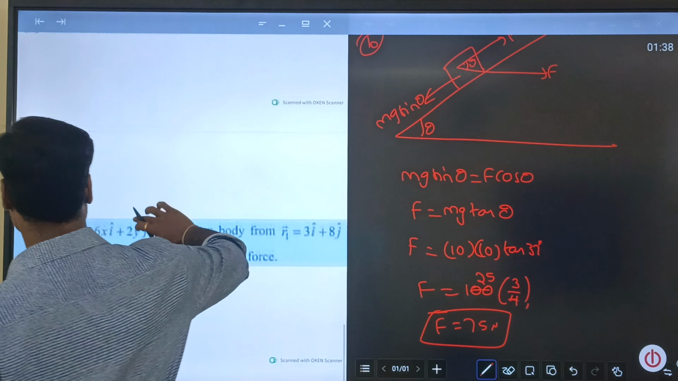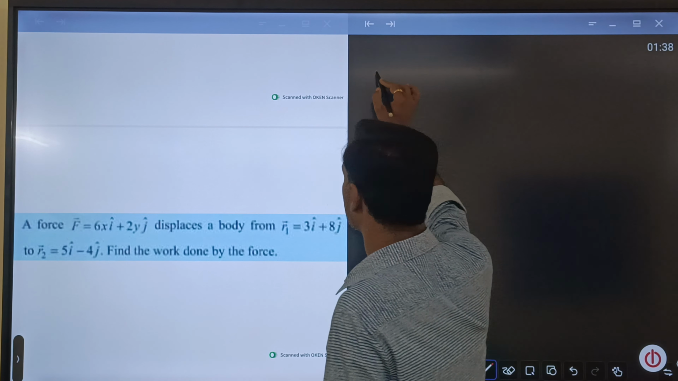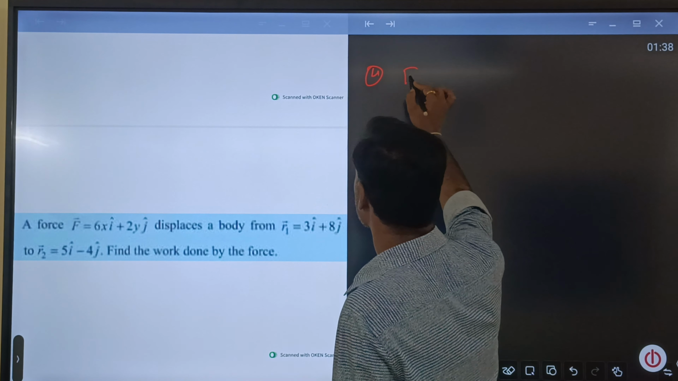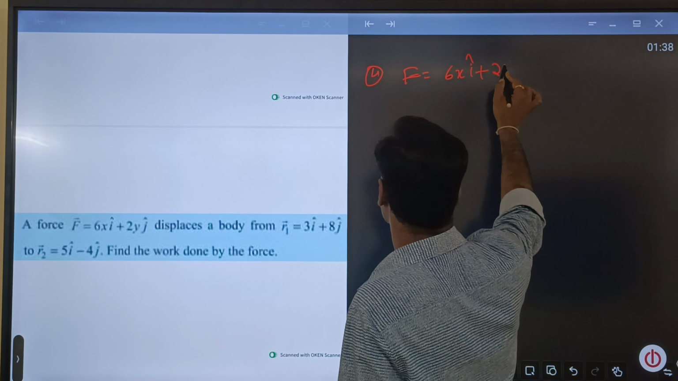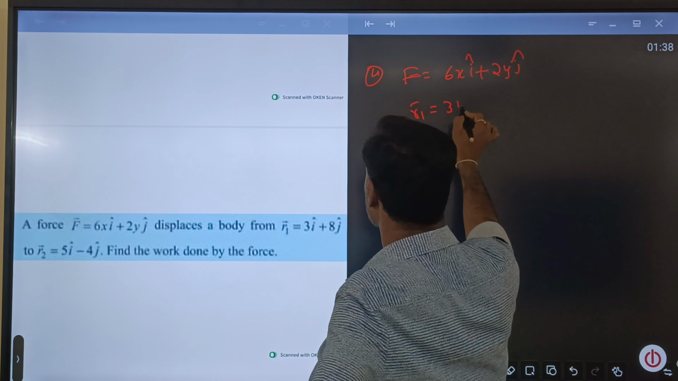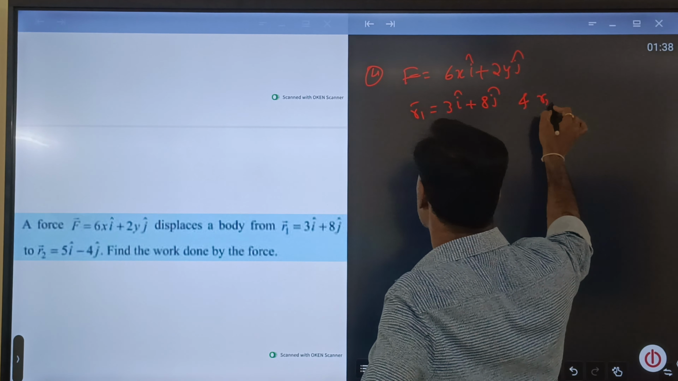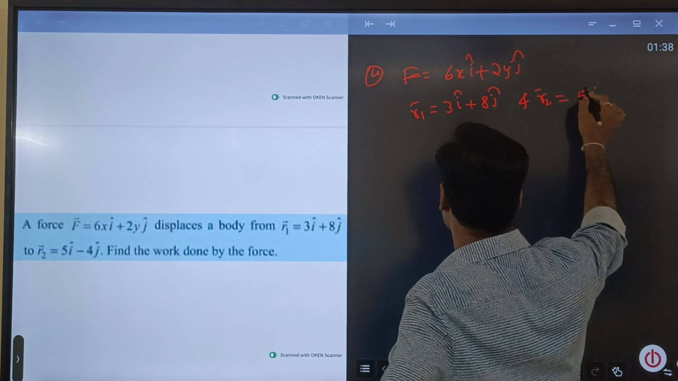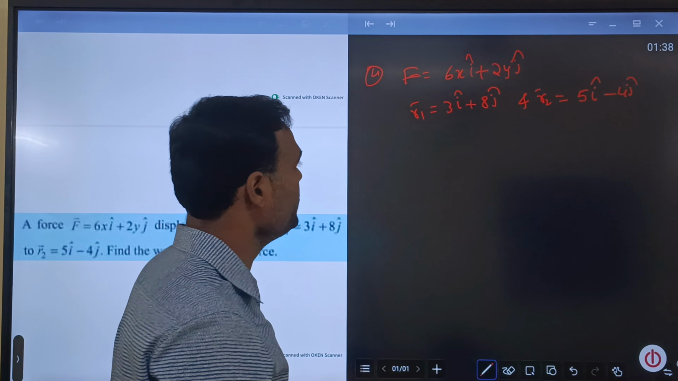And let us see the last question. A force F is equal to 6x i plus 2y j is acting, and R1 is equal to 3i plus 8j, and R2 is equal to 5i minus 4j, right? And find the work done in this case.